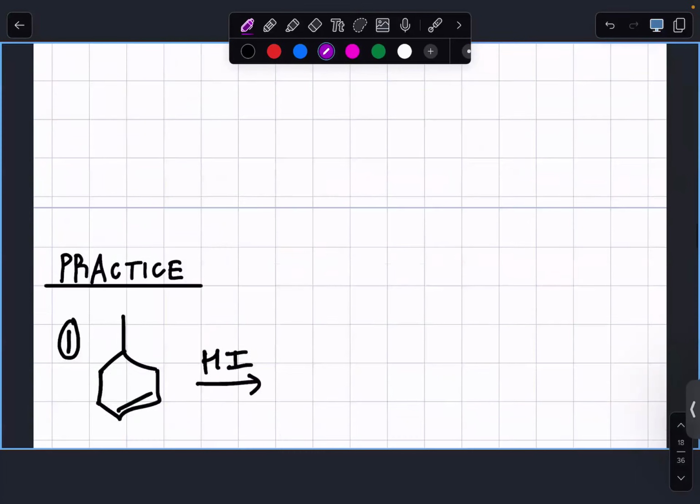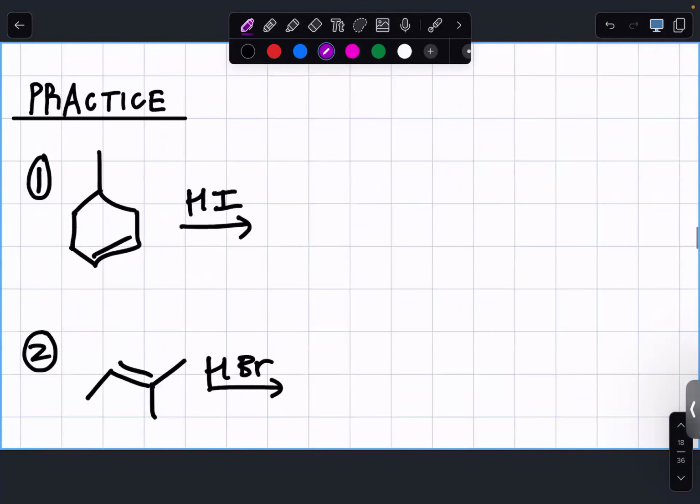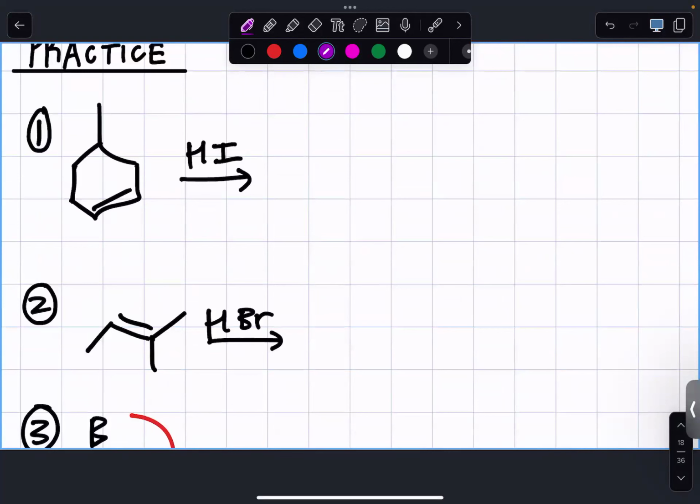Now let's try these two practice problems and then move on to the next. Wait, actually, let me make this here. Okay, there you go.